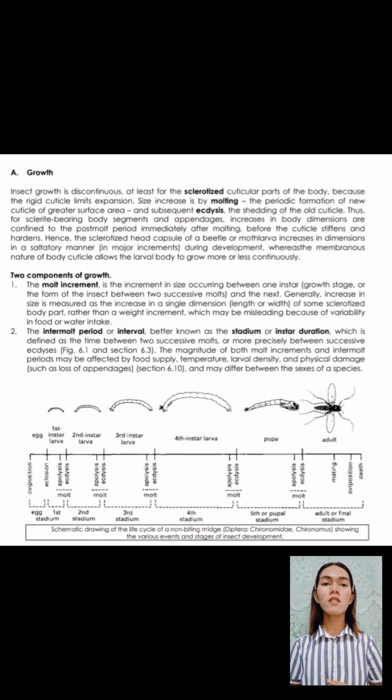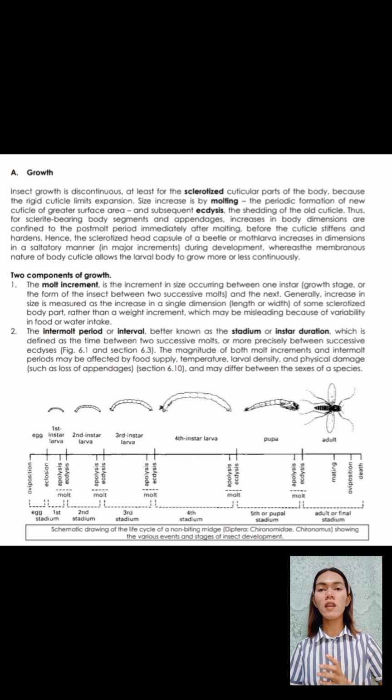Before the cuticle stiffens, hardens. Hence the sclerotized head capsule of a beetle or moth larva increases in dimension in a saltatory manner, or in major increments, during development, whereas the membranous nature of body cuticle allows the larval body to grow more or less continuously.